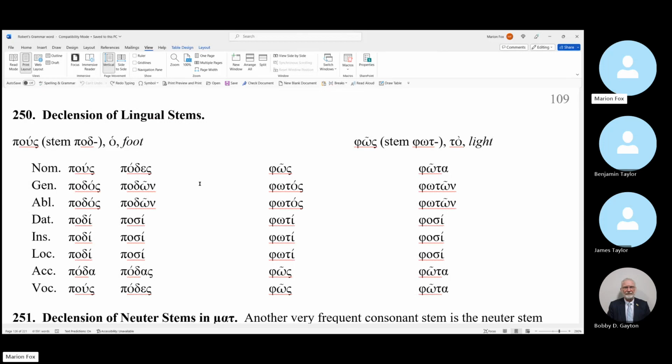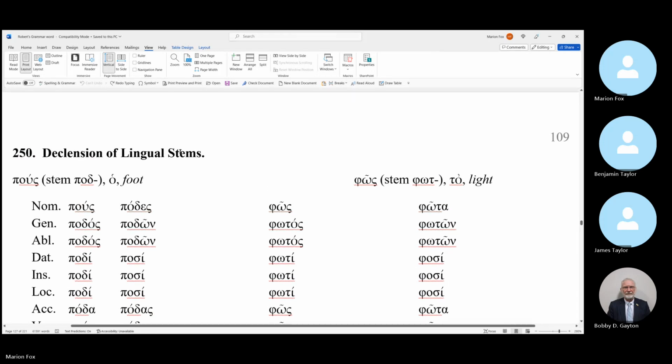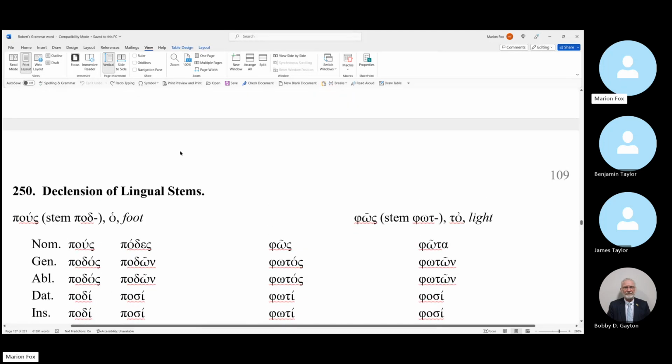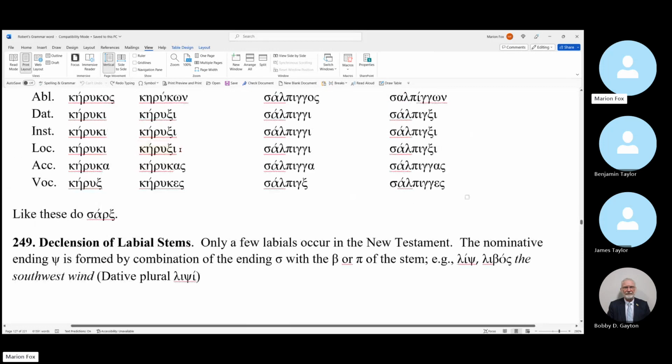Right. Pus, that's a lingual, and you're going to produce that with your tongue. Podos. The stem is pod. Podiatrist is a foot doctor, say podiatrist. And podos, pus. And what happens here, the upsilon becomes a, let's go back to our rule.